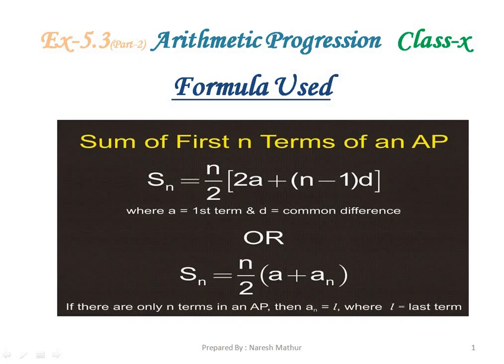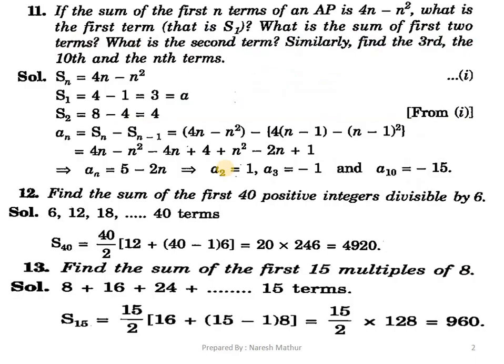Here n is the number of terms, a is the first term of the AP, and d is the common difference. If we have the last term of an AP, then we can go for the second formula. Otherwise, the first is the general formula. Alright, let's start with the exercise.